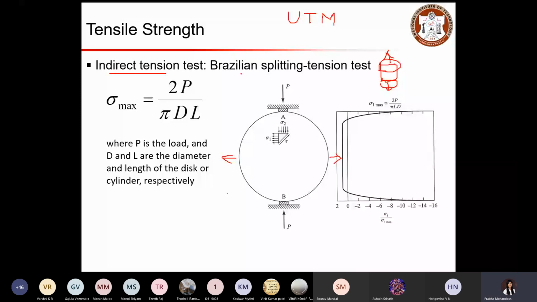And this is the relationship to get the tensile strength value. Since it is the indirect tension method, you will be using this relationship, 2 times P divided by the circumference area, the surface area of your specimen, to get the tensile strength. Here is the relationship of the stress versus your maximum stress, that is your tensile strength.